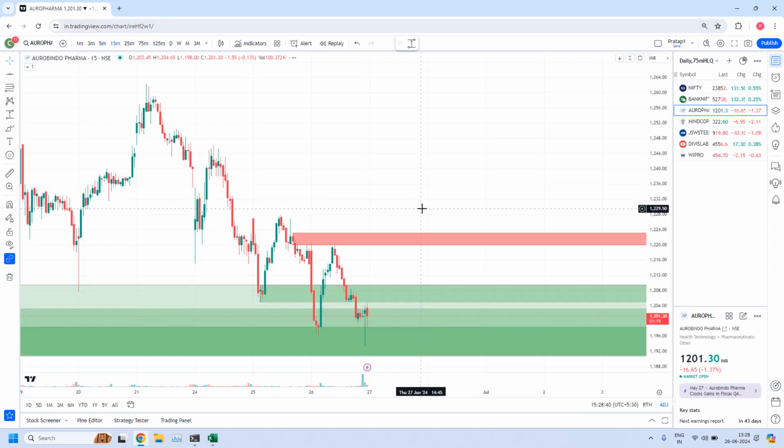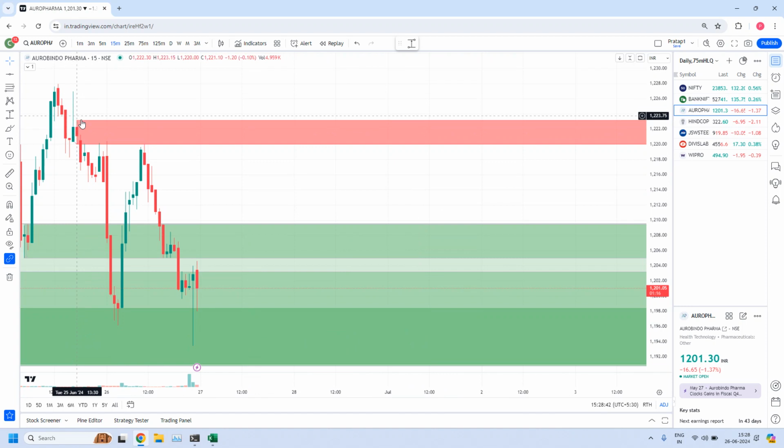Let me go to the 15 minutes time frame. Here we have a ERC candle, base, drop, the supply zone. The moment prices reached and then it moved. At which candle prices reached? 9:45 and 10 o'clock 15 minutes candles. And then price moved up.